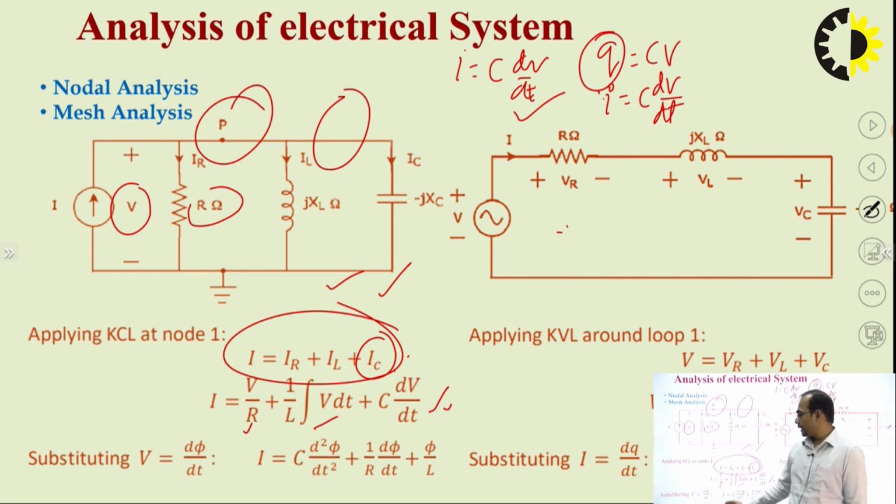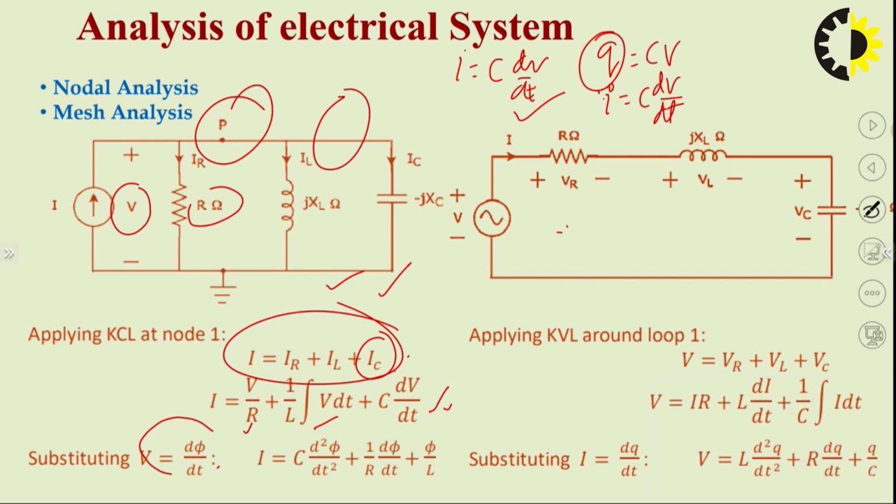We also know that in terms of flux, V is nothing but d phi by dt. So, what will be the value of I? I is nothing but C d square phi by dt square, putting V = d phi by dt. So, I will get C d square phi by dt square plus 1 by R d phi by dt plus 1 by L integration of V dt, which is nothing but phi. Say this is equation 1.